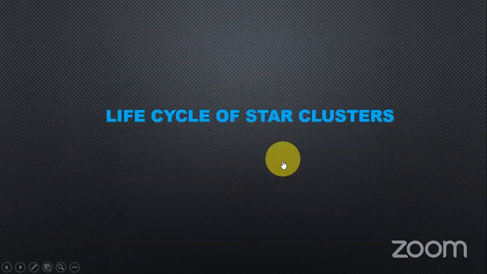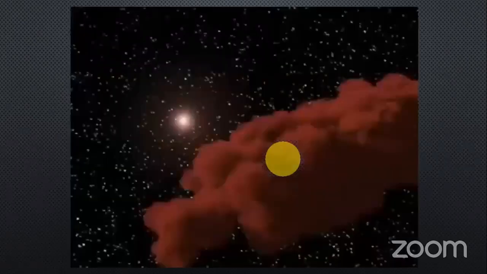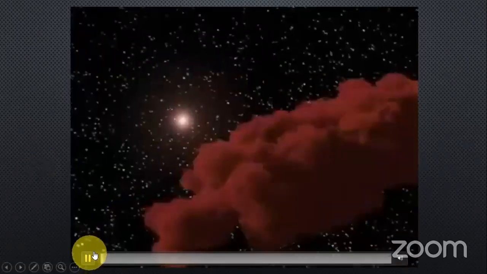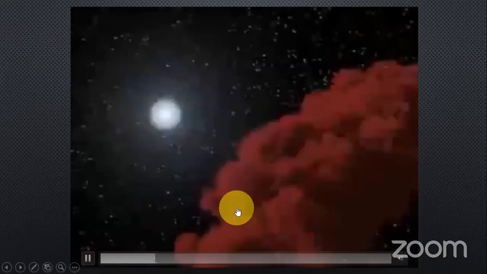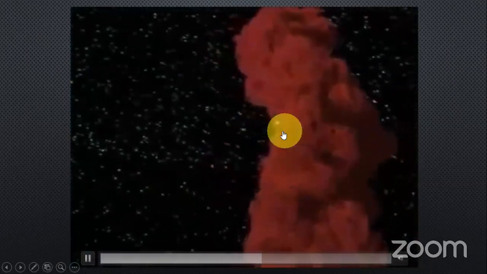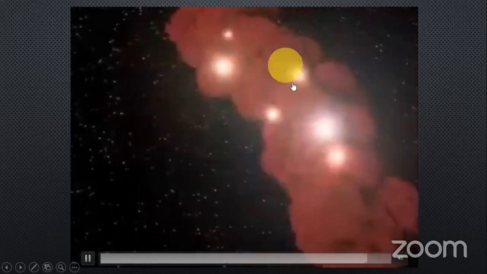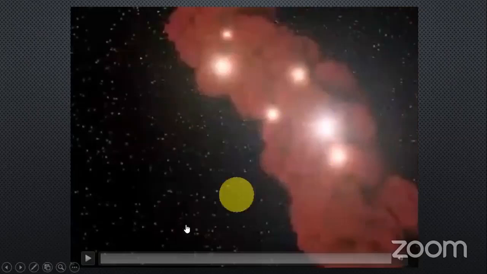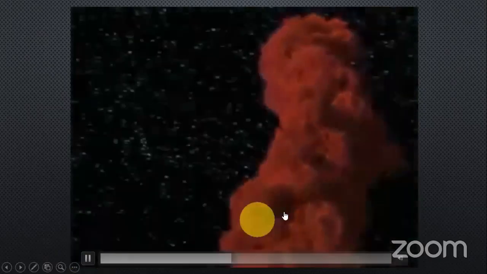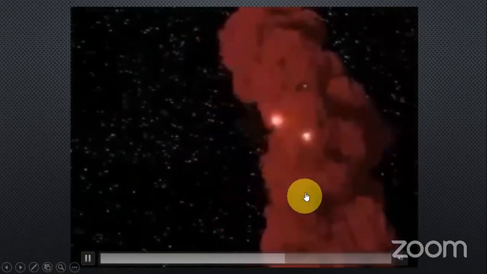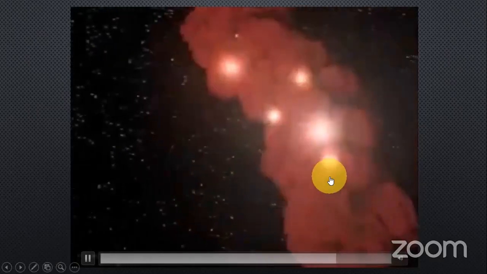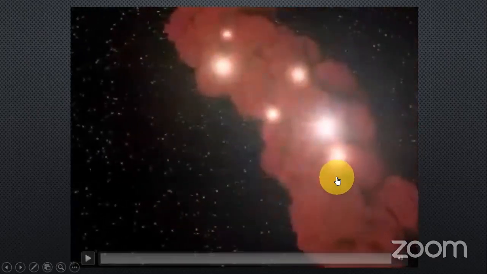So how are star clusters formed? The life cycle of star clusters. For a star to start forming, there must be a trigger. It could be a supernova explosion from an older star that has lived out its life. The shock wave travels and slams into the cocoon, the nebula, and the nebula is going to collapse and stars will begin to form. Observe that the stars are forming at different times, as I was talking about. It could vary by a few million years.